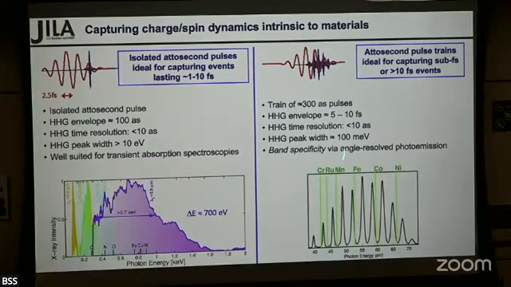So let me see if I can give you an example of that, how you get band specificity and still get to measure attosecond lifetime.